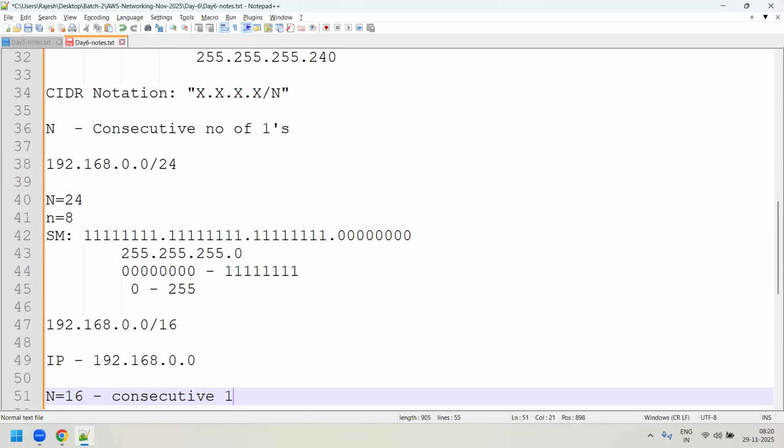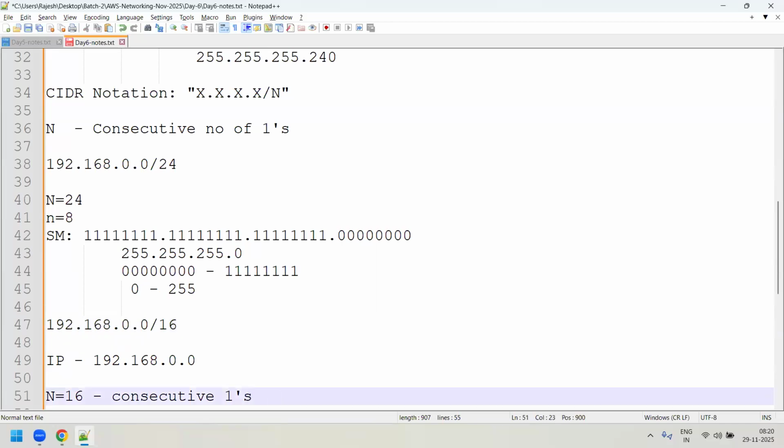Consecutive ones is always a fixed value. You cannot change it. So in this case, 192.168, these are 16 values. This will always be fixed. Only the third octet and fourth octet will change because these are small n.